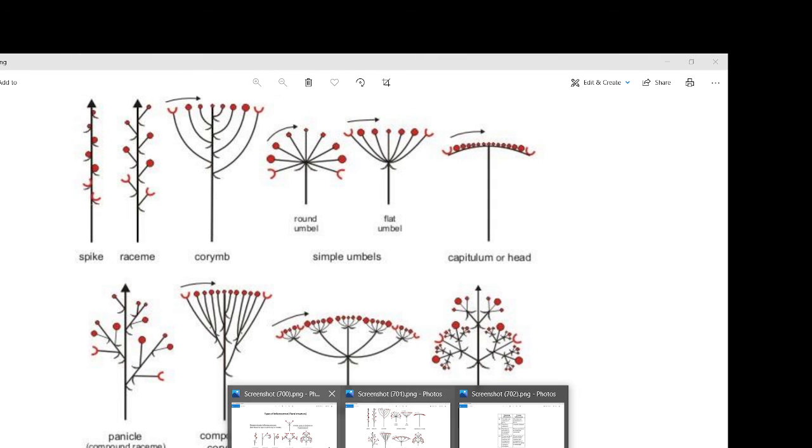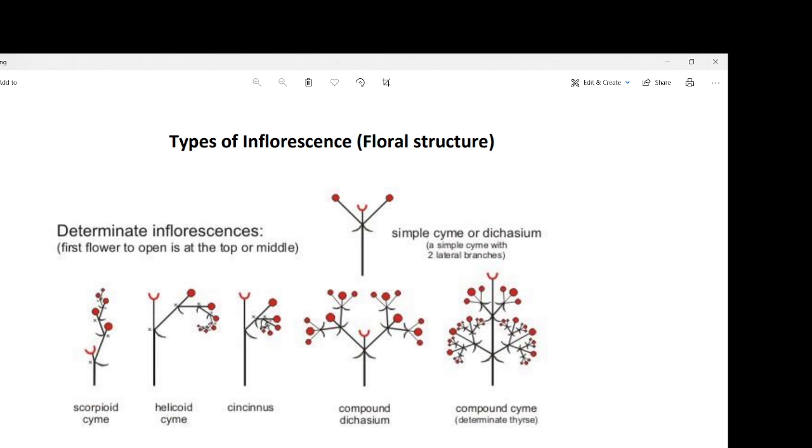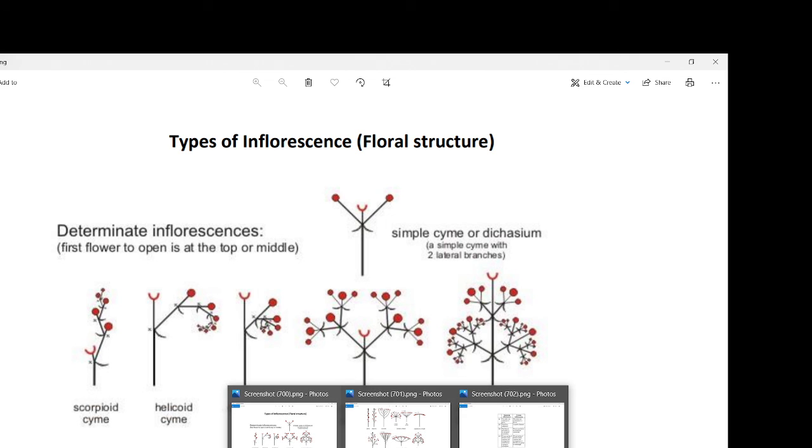Then the second picture I'm showing you is of the modifications of cymose inflorescence. Here you can see that the central flower, the middle flower, is the oldest and it has bloomed actually. And then the lateral branches will give out more flowers. So please pause the video and you can write it down.